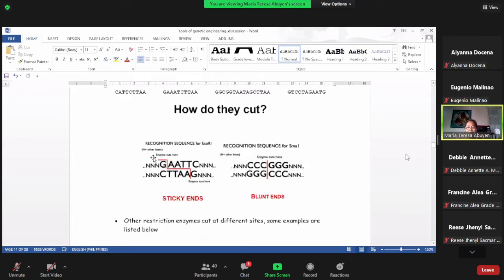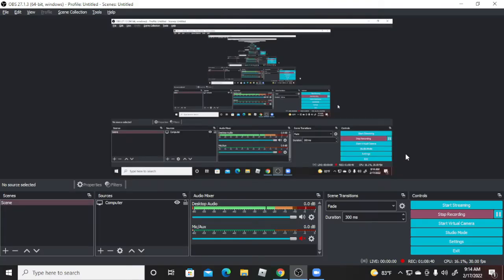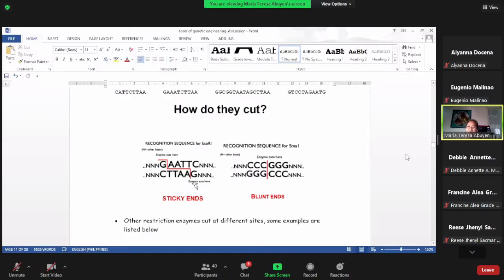Restriction enzymes cut in sticky ends. So this is one way of cutting. Another way of cutting is through blunt ends.